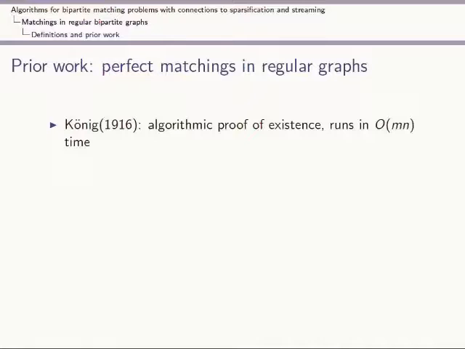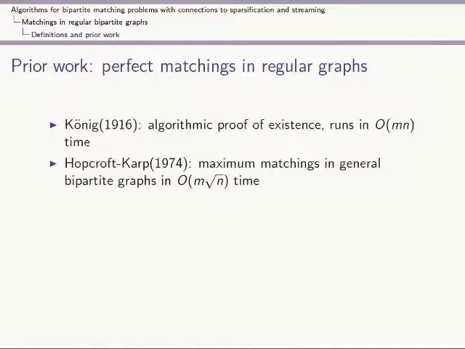This problem has actually seen quite a bit of algorithmic history, which is close to 100 years. The first algorithm can be dated back to Kőnig in 1916, when Kőnig gave an algorithmic proof of existence. At that time, of course, people were not thinking about algorithms, but one can see that Kőnig's proof runs in order mn time.